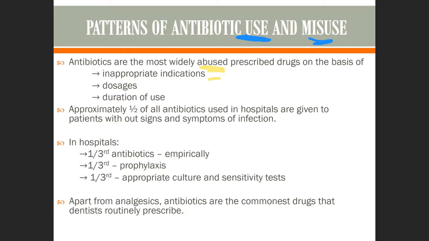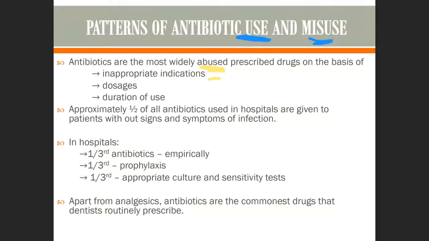Approximately half of all antibiotics used in the hospital are given to patients without signs and symptoms of infection. So without signs and symptoms of infection, half of the antibiotics are given to the patient just like that. Now the question arises, how can they give just like that? They may be suspecting something, or maybe they are trying to prevent it. Maybe they are taking some preventive measure. That's why they are giving this antibiotic.